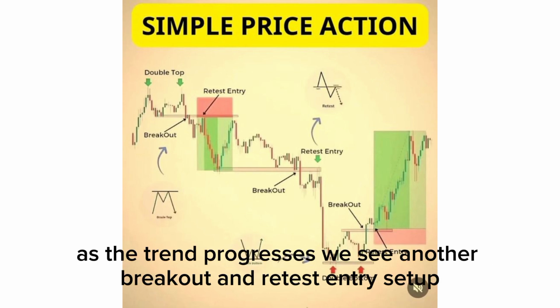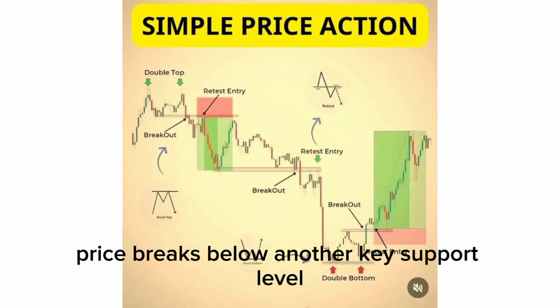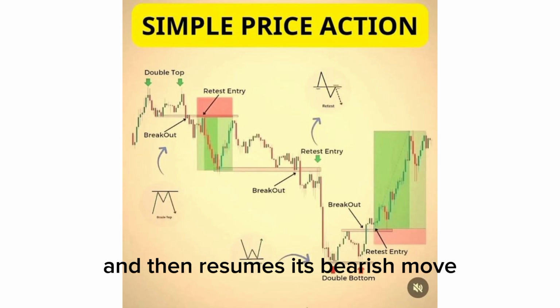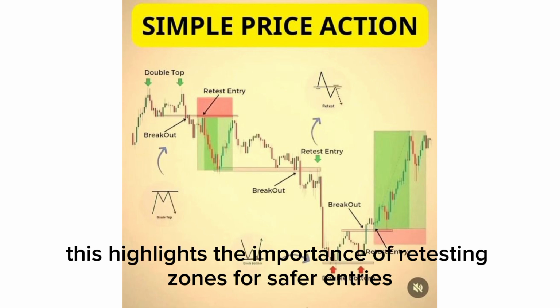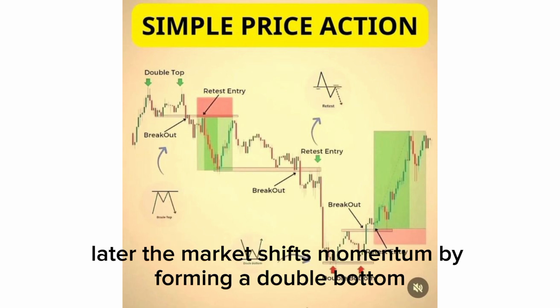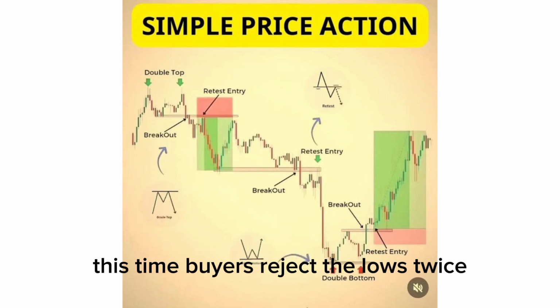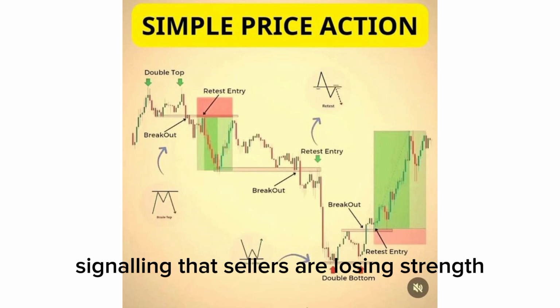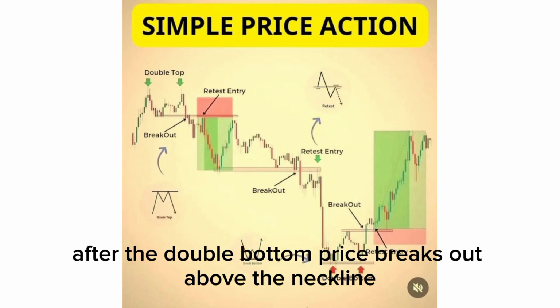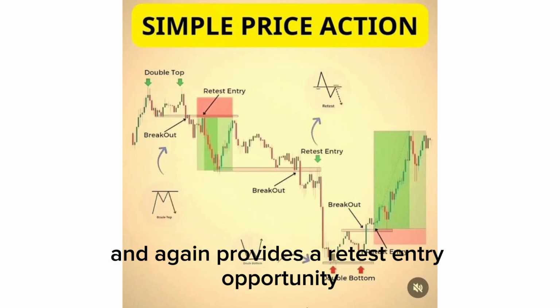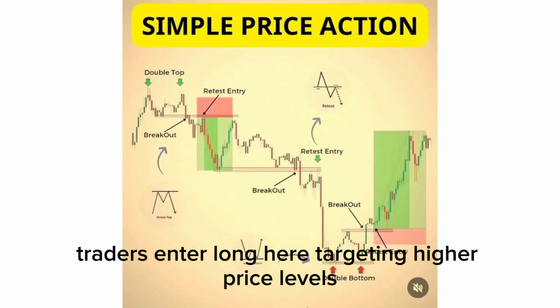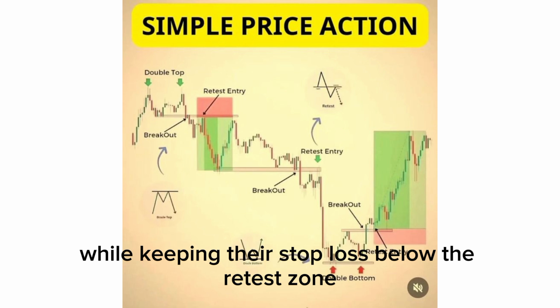As the trend progresses, we see another breakout and retest entry setup. Price breaks below another key support level, pulls back for confirmation, and then resumes its bearish move. This highlights the importance of retesting zones for safer entries. Later, the market shifts momentum by forming a double bottom, which is a bullish reversal pattern. Similar to the double top, this time buyers reject the lows twice, signaling that sellers are losing strength. After the double bottom, price breaks out above the neckline and again provides a retest entry opportunity. Traders enter long here, targeting higher price levels while keeping their stop loss below the retest zone.